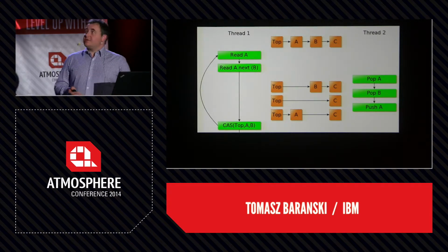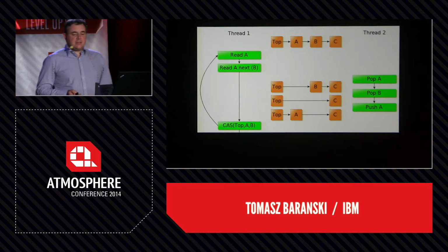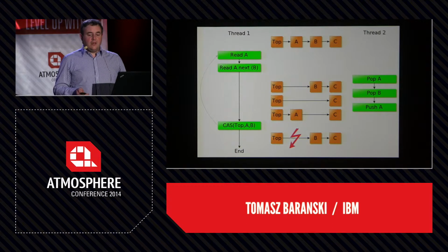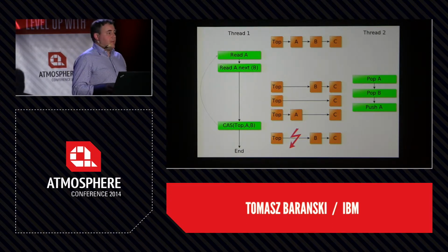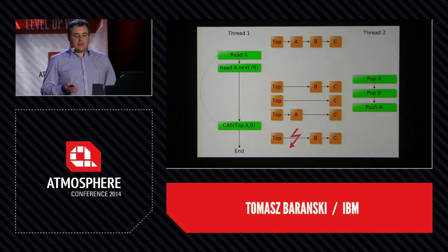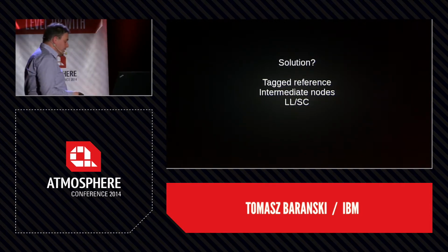And the poor first thread tries to do this. If the top is A, replace it with B. The top is A, right? The top points to node A, so it's replaced with B, which leaves the whole stack inconsistent. It really shouldn't happen because that's not what we intended. So how do we deal with that?